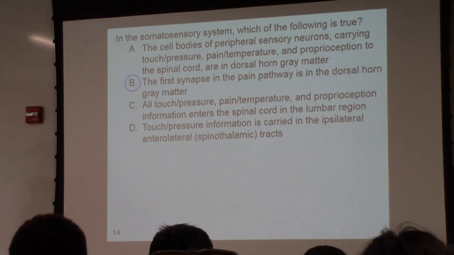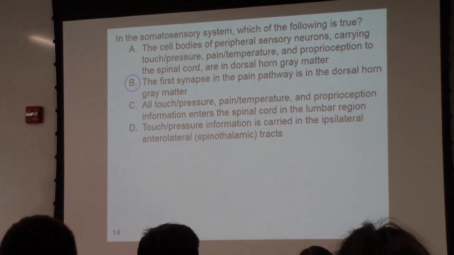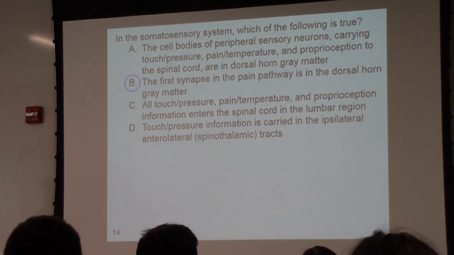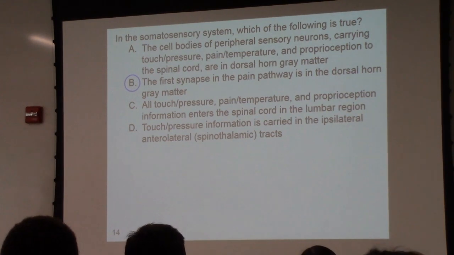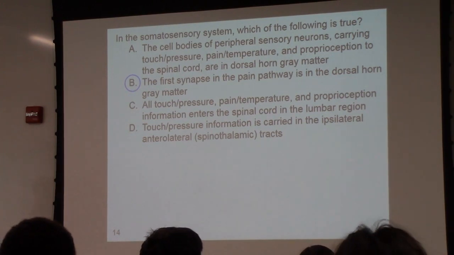A is not true. The cell bodies of peripheral sensory neurons carrying information to the spinal cord are in the dorsal root ganglion, not the dorsal horn. That's why you have to read that one carefully. Don't stop reading at "dorsal." Oh yeah, that's true. The first synapse in the pain pathway is in the dorsal horn gray matter.